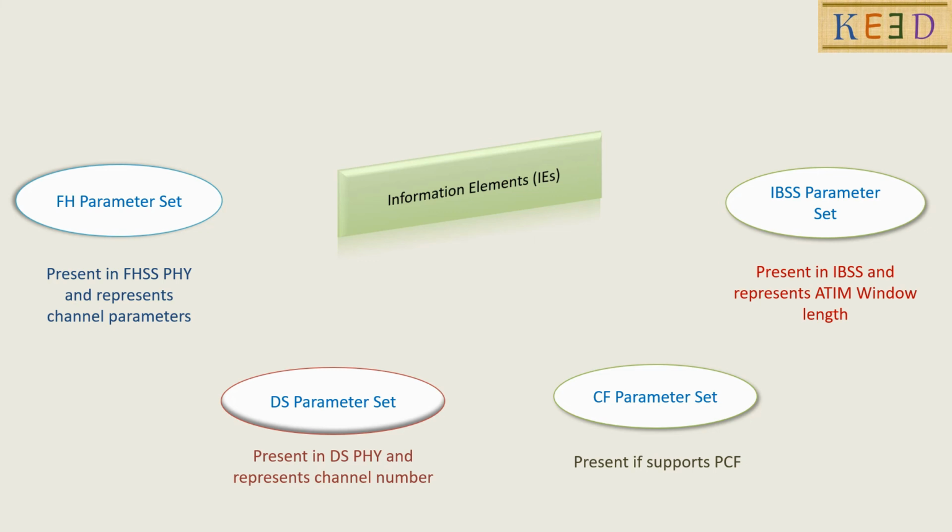FH parameter set is present if the beacon or probe response is generated by FHSS. DS parameter set is present if the beacon or probe response is generated by DSSS. CF parameter set is present only if the AP supports PCF. The parameters are used to support PCF.